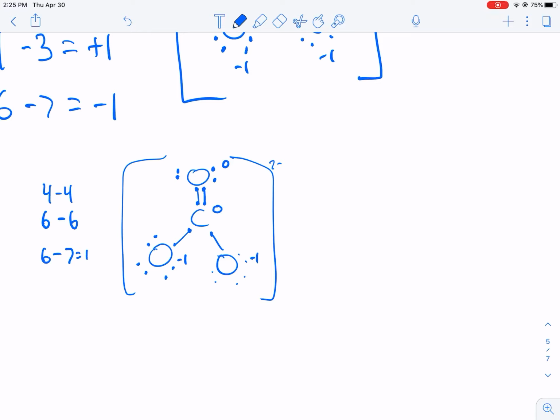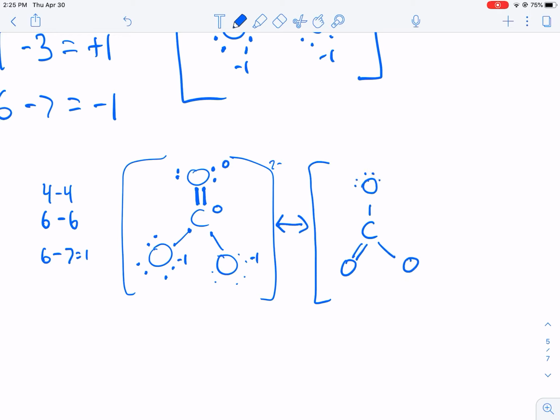Now, when I did this, I chose to give the double bond to the oxygen up top. But did I need to do that? Well, I could have assigned this lower oxygen to have it.